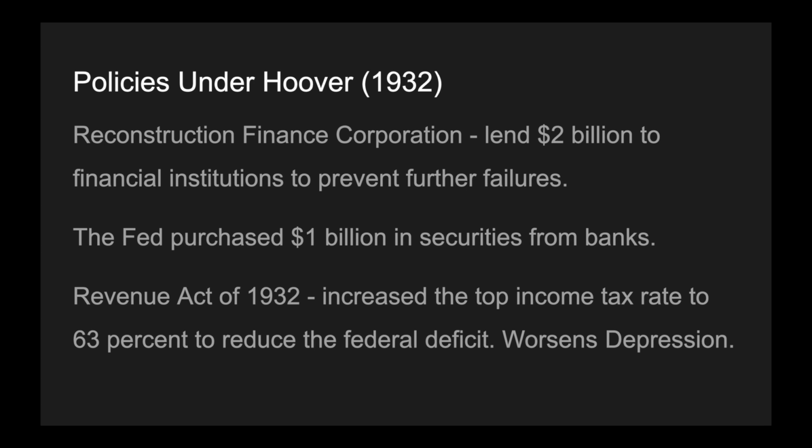While President Hoover was in office, he released multiple policies trying to resolve the Depression. Spoiler alert, they were not that effective. He administered the Reconstruction Finance Corporation, which lent $2 billion to financial institutions to prevent further failures. He had the Fed purchase $1 billion in securities from banks, which is an expansionary open market operation hoping to increase the money supply in the economy.